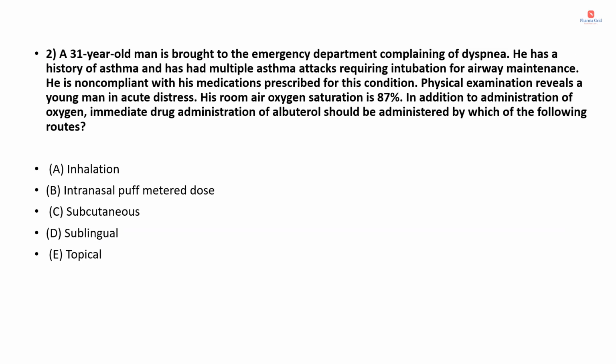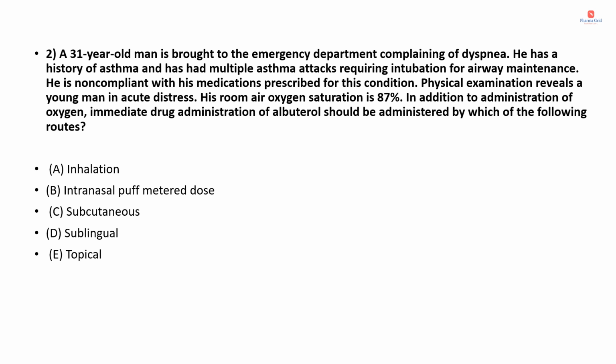Next question. A 31-year-old man is brought to the emergency department complaining of dyspnea. Dyspnea means shortness of breath. He has a history of asthma and has had multiple asthma attacks requiring intubation for airway maintenance. He is non-compliant with his medications prescribed for this condition. Physical examination reveals this young man in acute distress. His room air oxygen saturation is 87%. In addition to administration of oxygen, immediate drug administration of albuterol should be administered by which of the following routes?